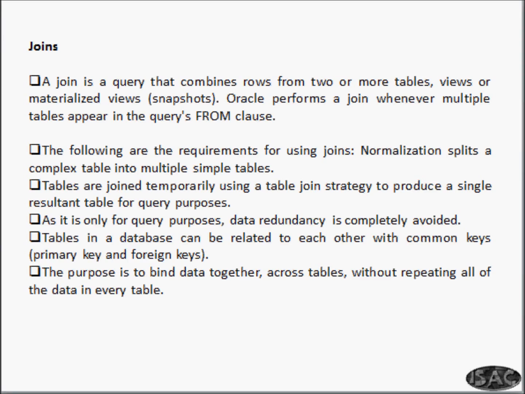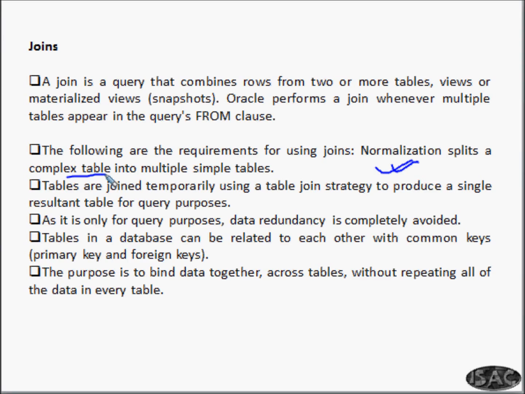The following are the requirements for using joins. Normalization splits a complex table into multiple small tables, right? So we have a concept of normalization where we decompose our bigger table or some complex table into smaller ones. Since we have broken the table into smaller tables, later we realize that I need data from more than one table. Then I need to do the join.